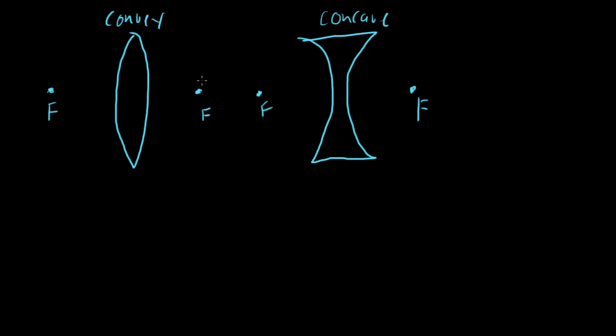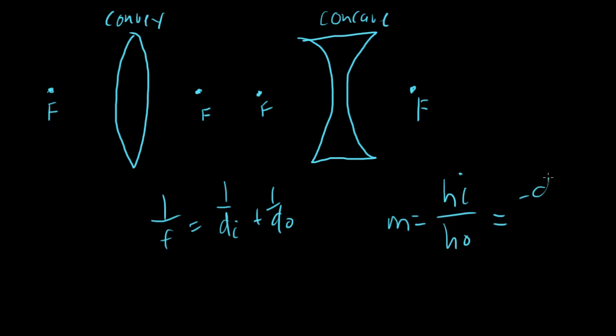Because if we put the object here, it would, for instance, converge over here. It would be visible over here, or some such. Not quite exactly like that. But like I said, our same formulas work. 1 over f equals 1 over di plus 1 over do, and M equals hi over ho equals negative di over do.